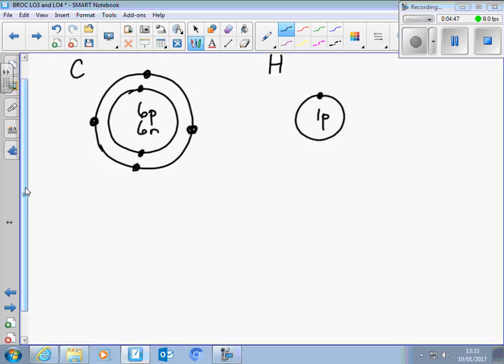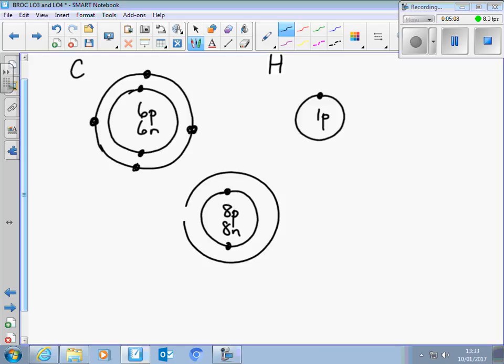Oxygen, I suppose. What have we got in the middle of oxygen? I think you'll find it's 8. 8 protons, 8 neutrons, and so the first orbit, sorry, or first shell will contain 2, and the second will contain 6. Okay, so there's oxygen.